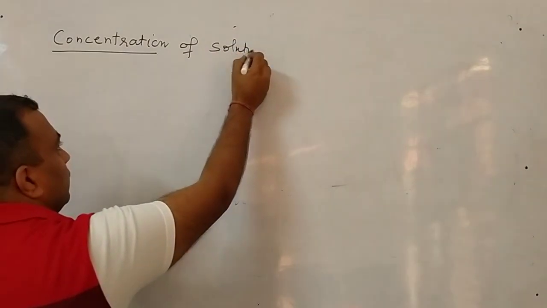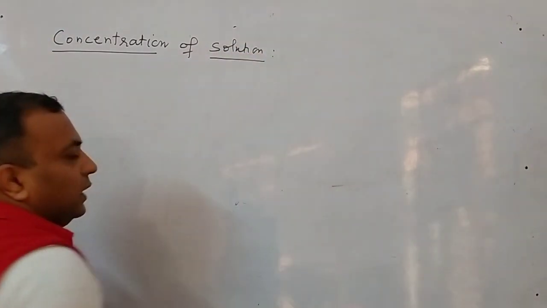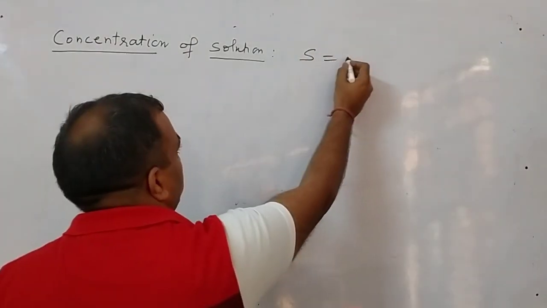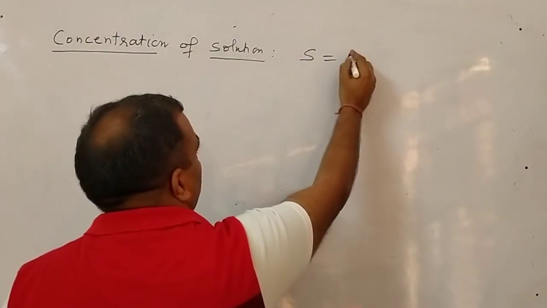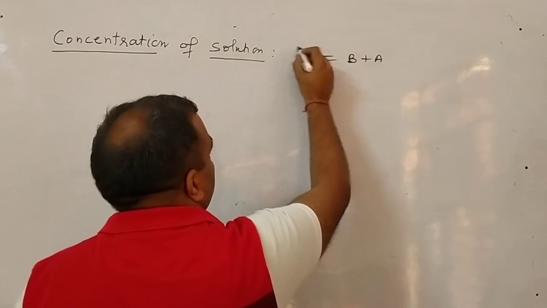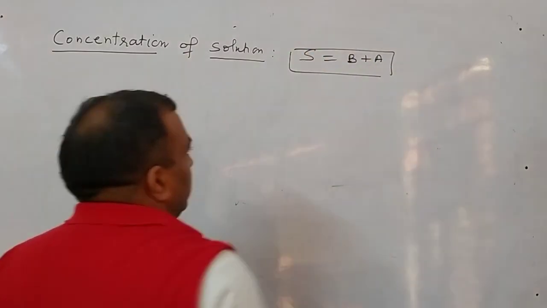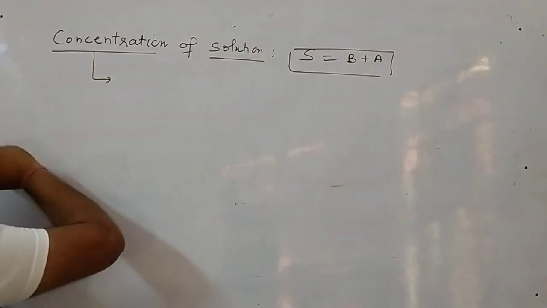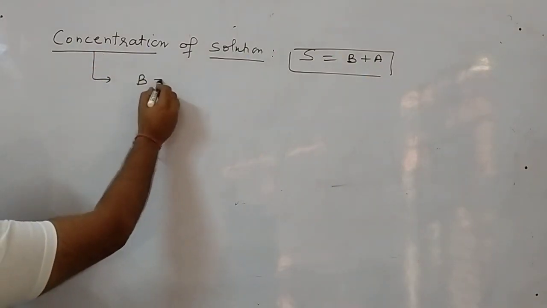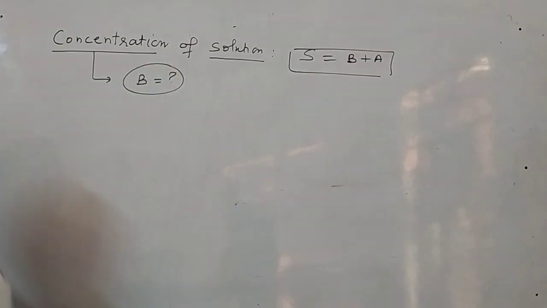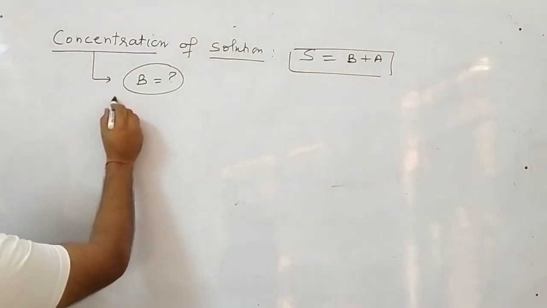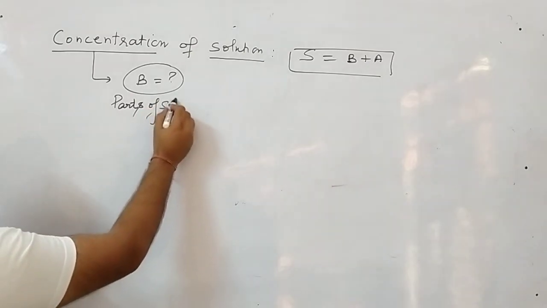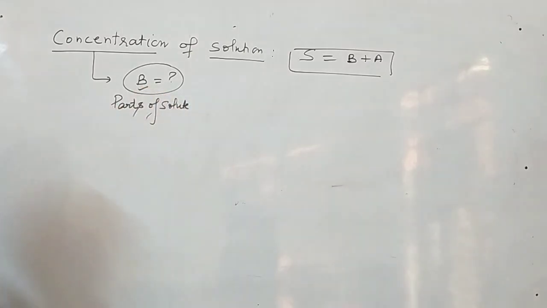Concentration of solution. Now see student, before I start the topic, just listen to one thing: your solution contains two things, solute plus solvent. So concentration means, just see, you have to calculate solute. What you have to calculate? Solute. Or I will say concentration means parts of solute. Therefore I have written B.